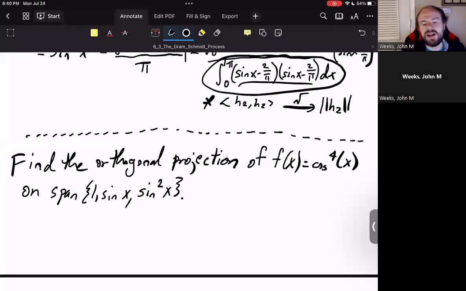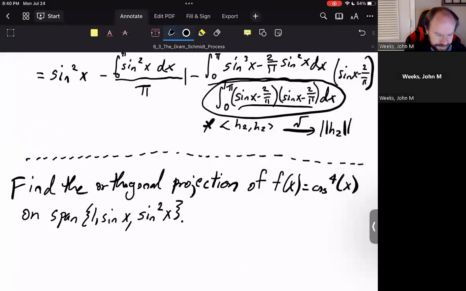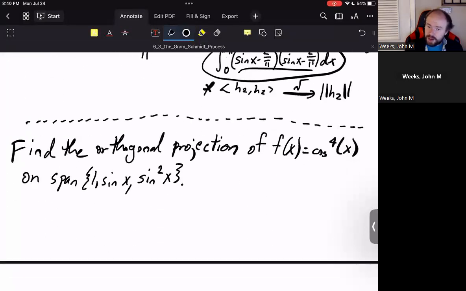So let's see this work in one more example. Let's take a look at this subspace here, the span of 1, sine of x, sine squared of x, that we were looking at back up here from the previous example. And let's find the orthogonal projection of this function, cosine to the 4th of x, onto the span of these vectors. Now, how are we going to find an orthogonal projection in an abstract vector space? Well, we're going to use the formulas that we were looking at before for finding the vector p.